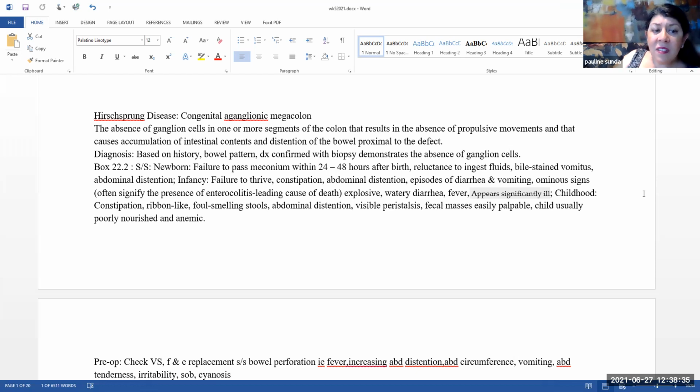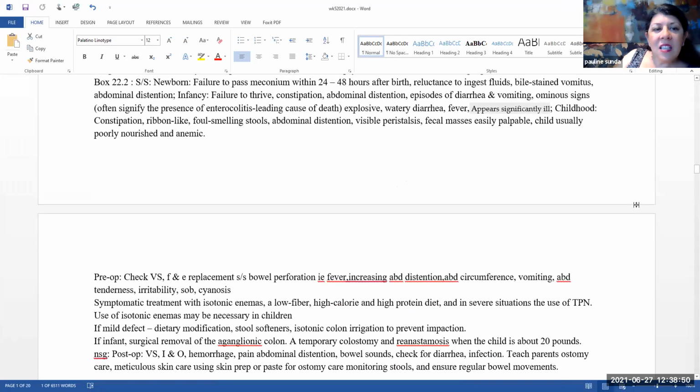Ominous signs often signify the presence of enterocolitis, which is a leading cause of death. Here you would see explosive, watery diarrhea, fever. This child appears significantly ill. In childhood, you could see constipation, ribbon-like foul-smelling stools, abdominal distension, visible peristalsis. Fecal masses are easily palpable, and the child usually looks poorly nourished and anemic.